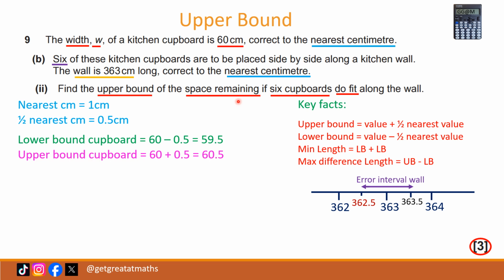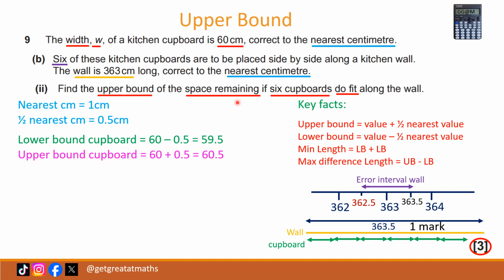So on this question here, this is worth 3 marks and we've got to work out the upper bound of the spacing remaining. This time I've got a wall and the 6 cupboards are going to fit along the wall. To make sure that they definitely fit along the wall, we're going to take the maximum length of the wall. So here is the length of my wall. It was 363. 362.5 was the lower bound. 363.5 was the upper bound. So we want the maximum length of the wall to make sure that these cupboards are going to fit in here.